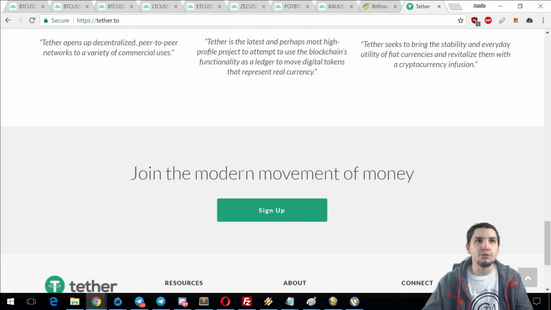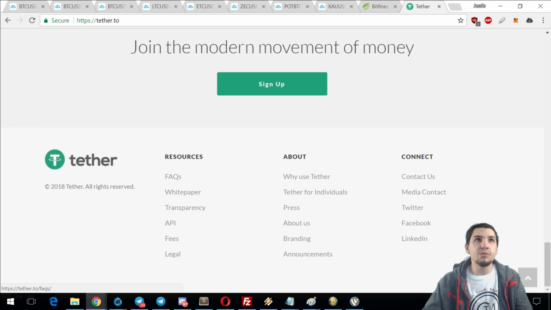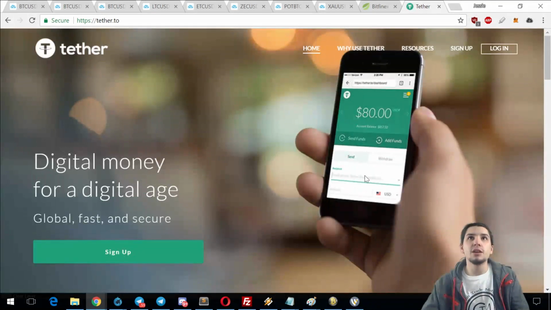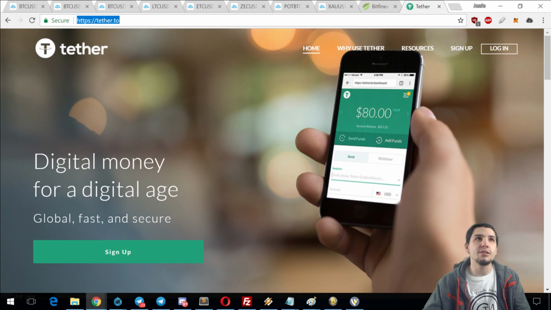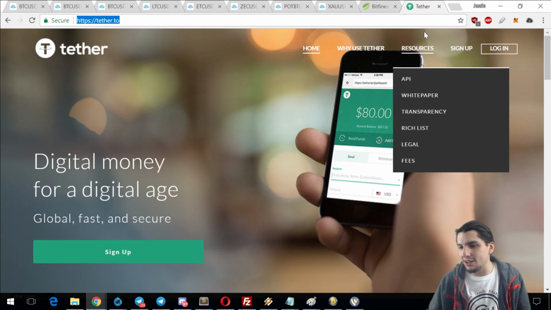So anyway, then they go on. And then you can sign up and exchange Tether with the company if you want. I mean, I don't really use Tether, but anyway, I just want to get into the points of concern.